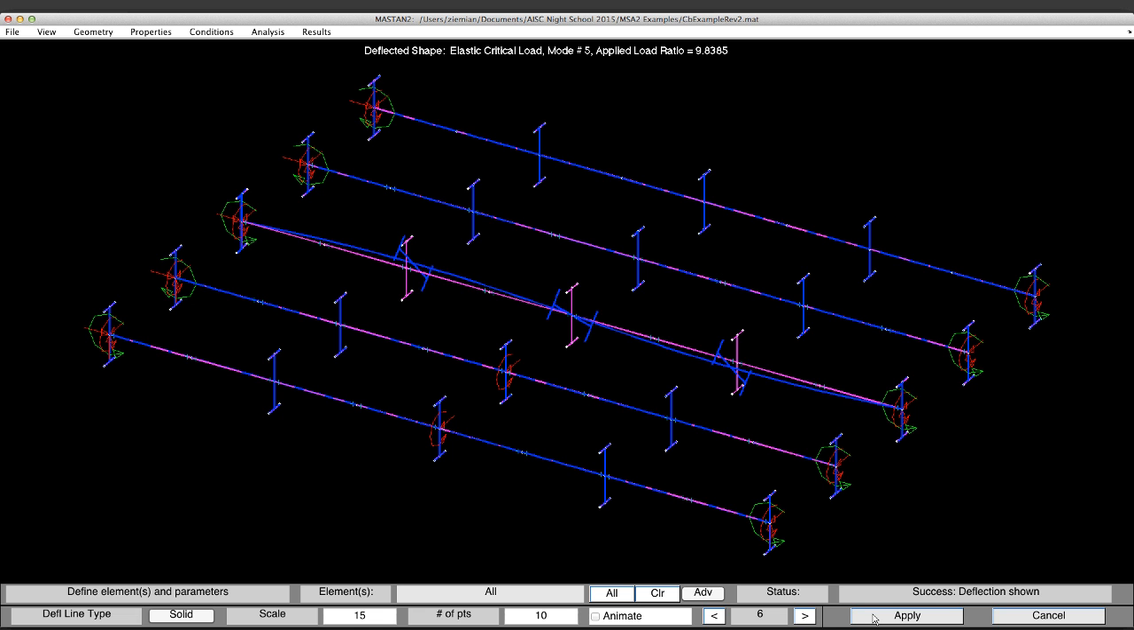6th mode, oh no, we're back to the first beam. 7th mode. Oh, okay. Finally in the 7th mode now, we've got the 4th beam buckling. And in this case, we get a nice happy buckle shape. It's pretty much what we would expect.